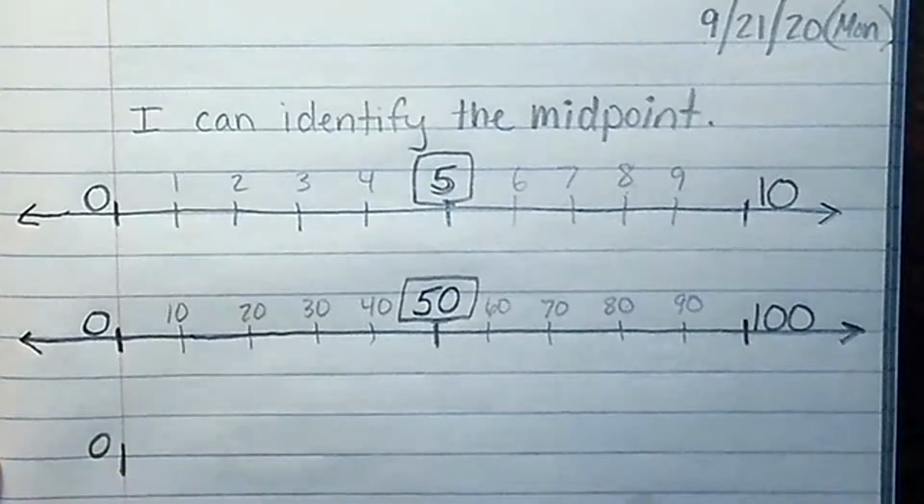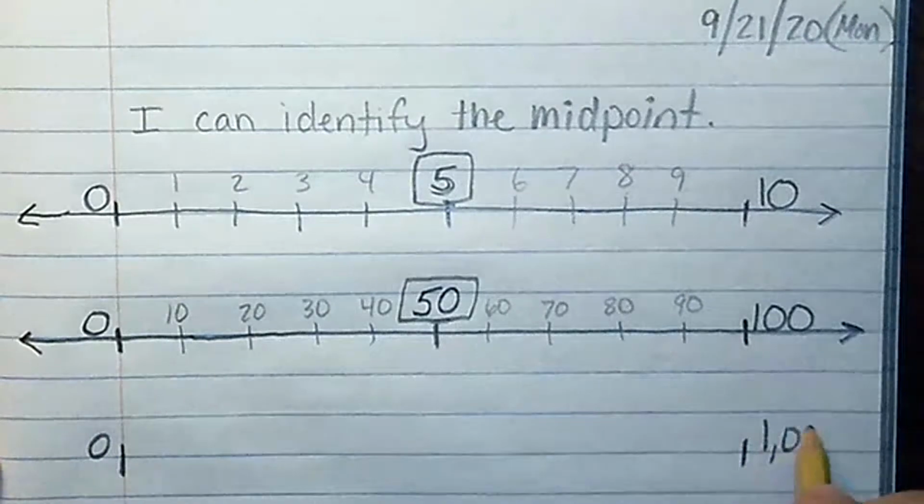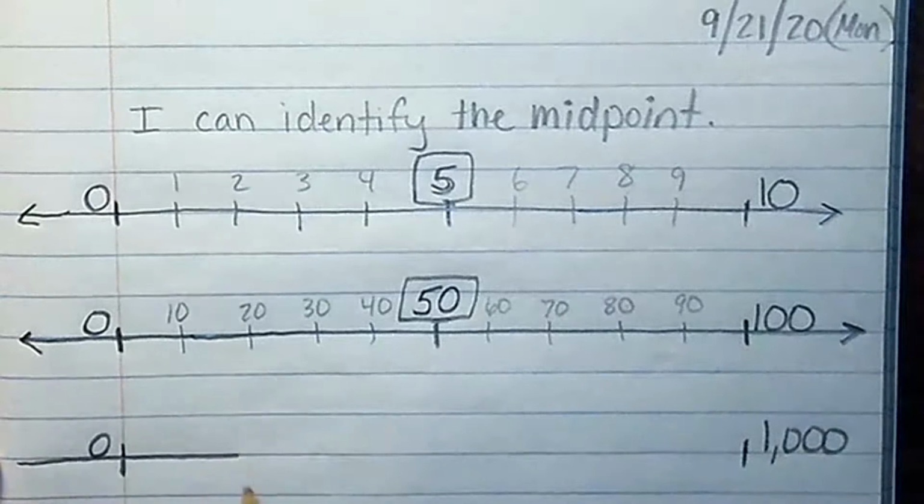This is going to be 0. My other margin over here is going to be 1,000. And I'm going to label the blue line right underneath it.